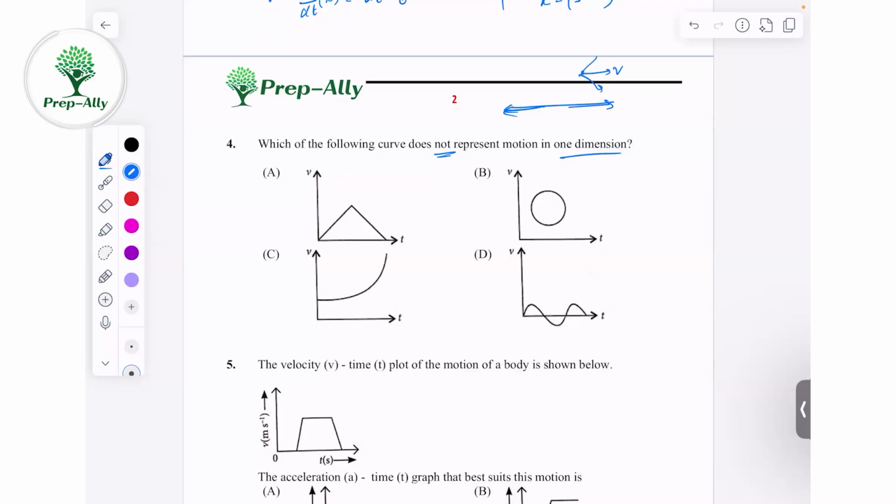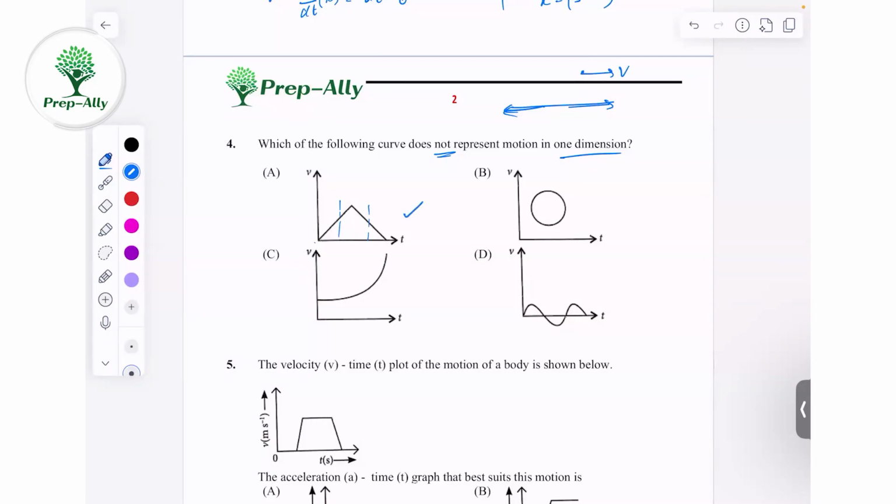At one instant, it cannot move like this and like this and like this. That will not happen. At a given time instant, the body can have only one value and direction of velocity. So it can only have one velocity vector. Now, if we draw a vertical line anywhere on this graph, you see, for any time instant, there's only one value of velocity, which means it is okay.